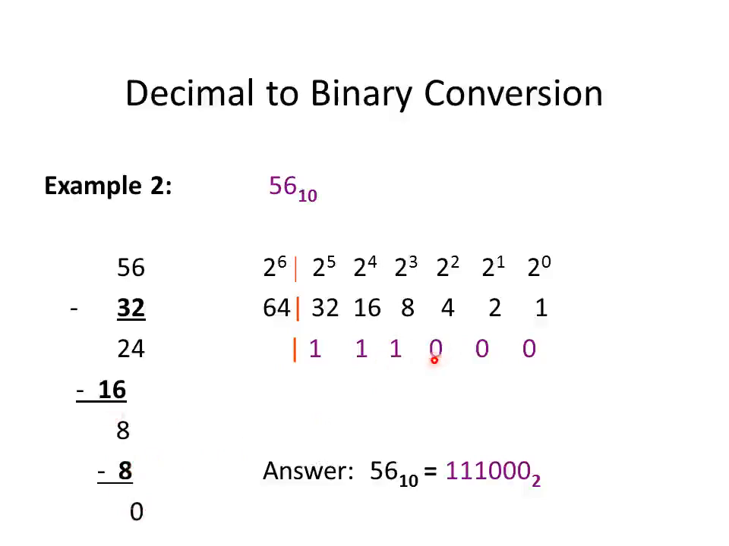Now no number remains, the number becomes 0. So all the remaining values are 0. Since the positions 4 to 1 are not used for subtractions, only 32, 16 and 8 are used for subtractions. So their values are 1, 1, 1. And the remaining 3 values are 0, 0, 0. So the binary number of 56 is 111000.